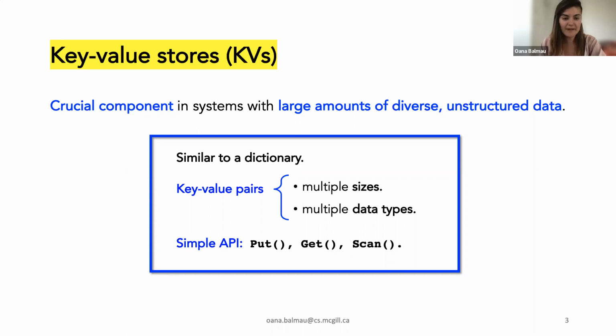The structure of a key value store is very similar to a dictionary. So we're storing key value pairs. The data items can have multiple sizes and multiple data types, ranging from integers to more complex types like videos or images. What these key value stores offer in speed and flexibility, they kind of trade off in complexity of the API. So we have a very simple API that basically allows ways to read, write, and range scan over the dataset.